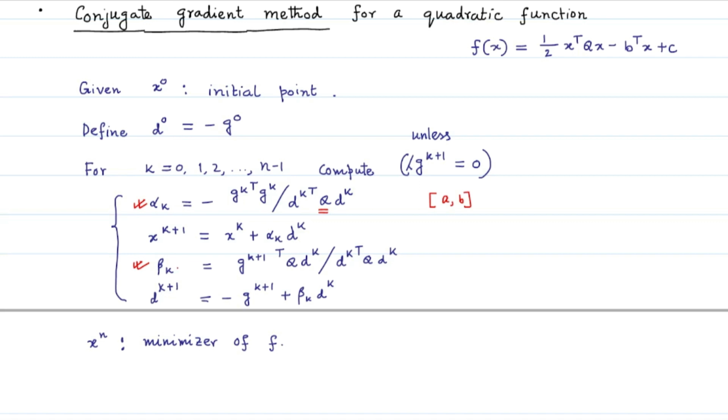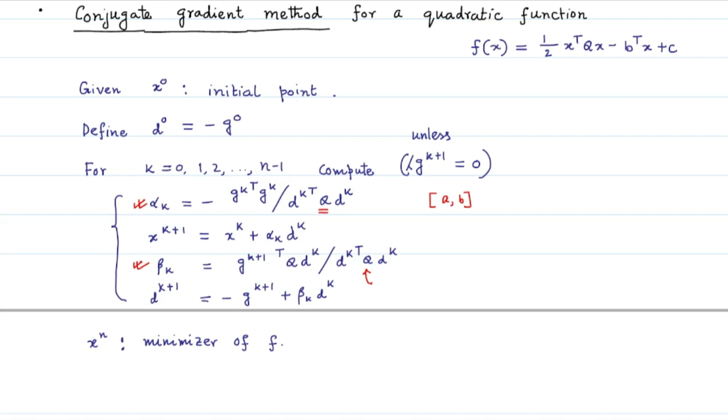We need to find some way out so that the appearance of Q might not be there in the expression of beta k, because otherwise at each and every iteration we need to compute this matrix Q, which is not a constant matrix for a non-quadratic function. So the conjugate gradient method for a non-quadratic function has to be evaluated in such a manner that the expression of beta k does not involve the Hessian matrix of the function.